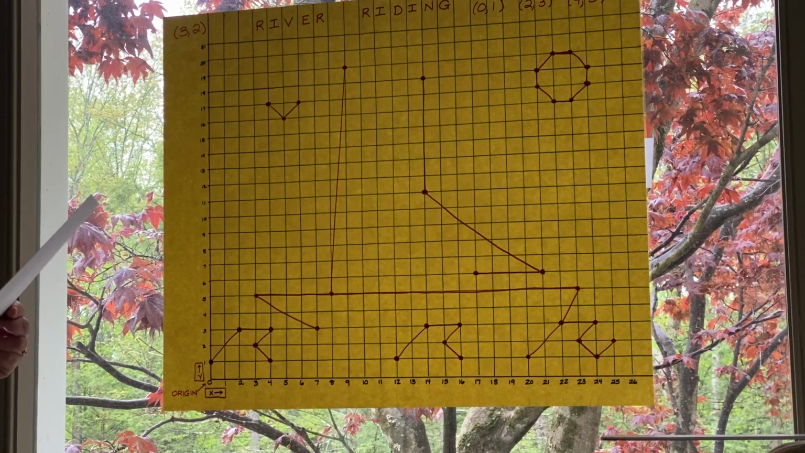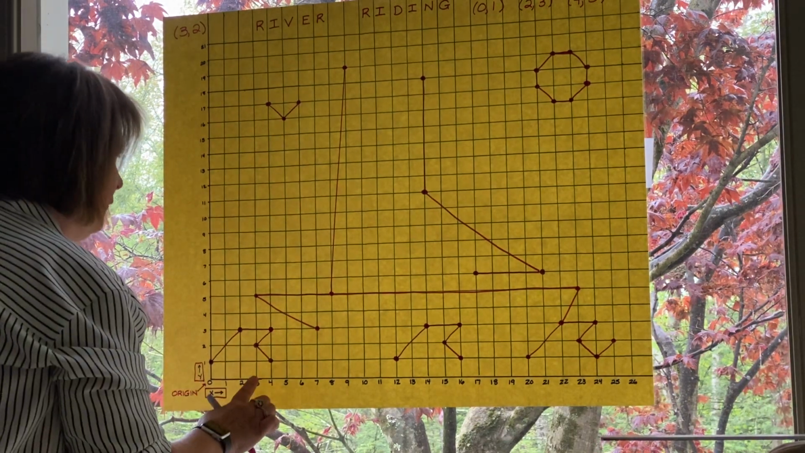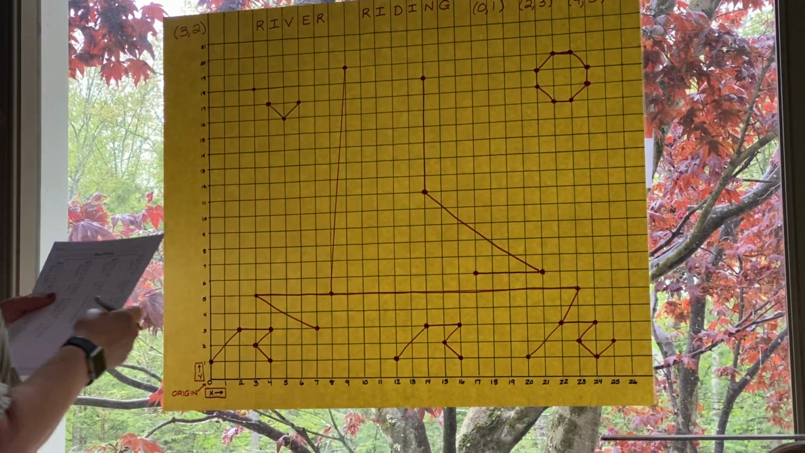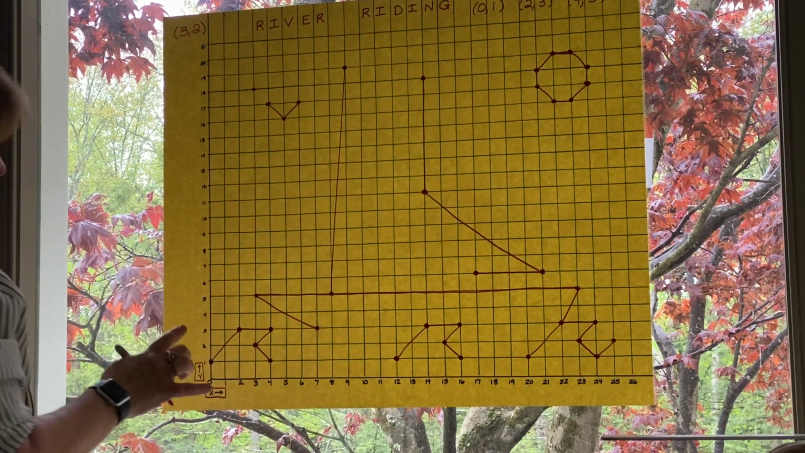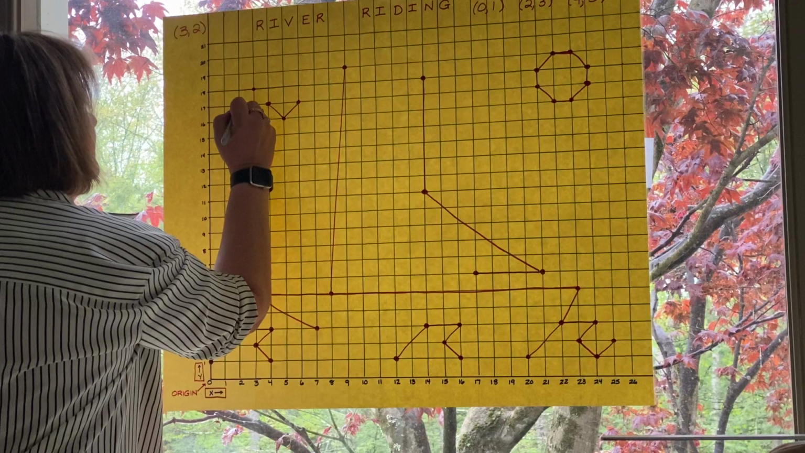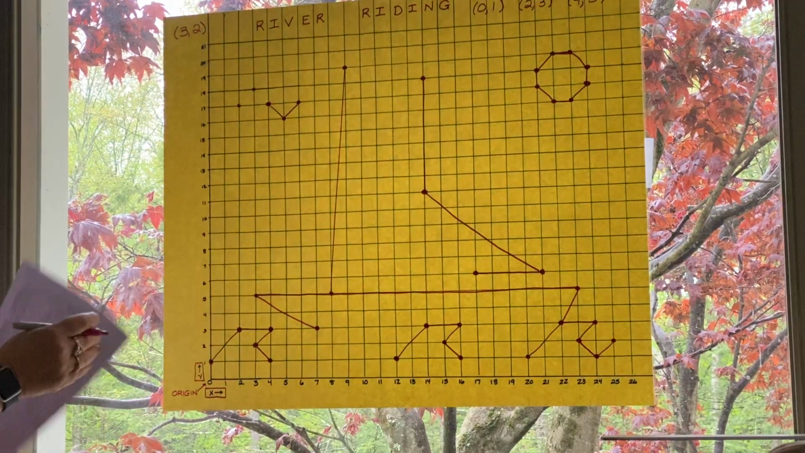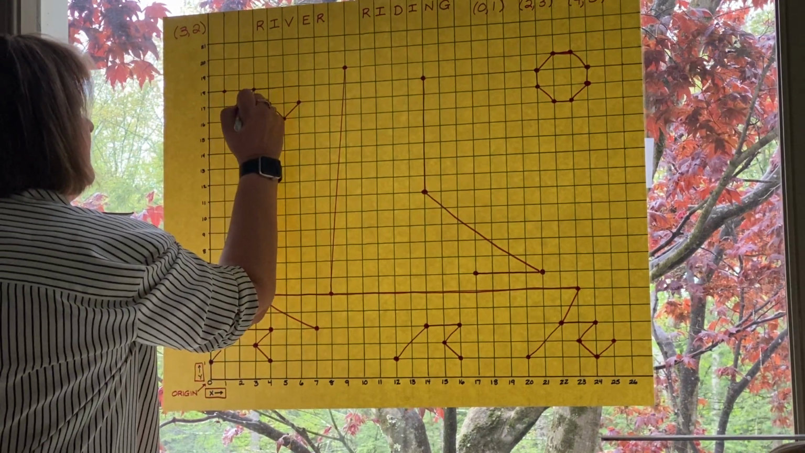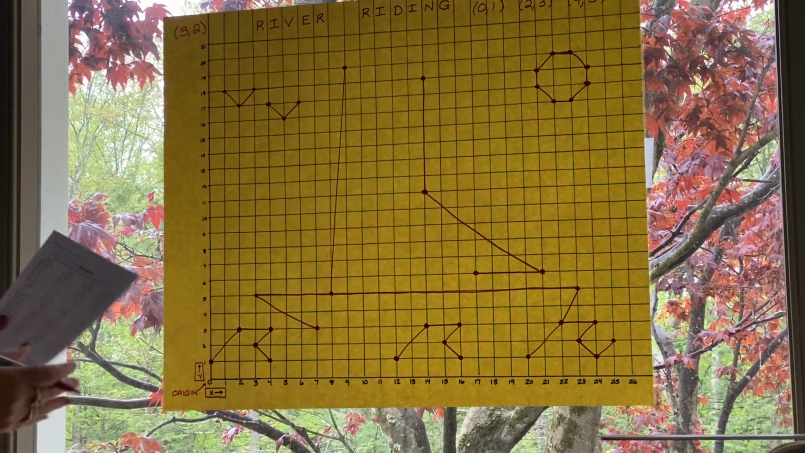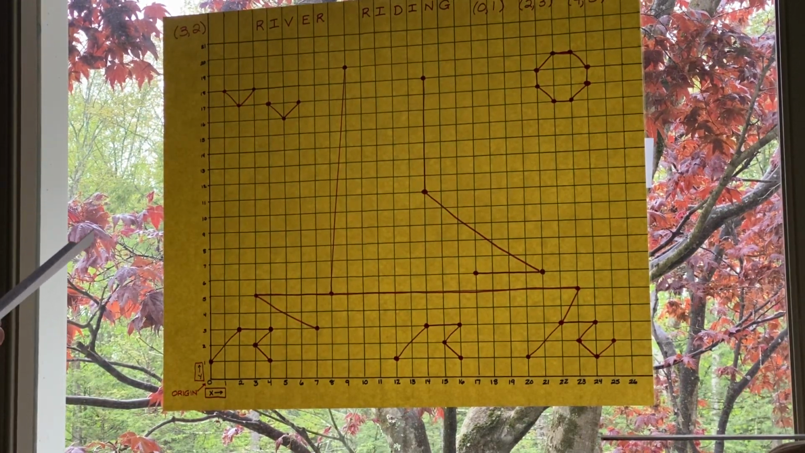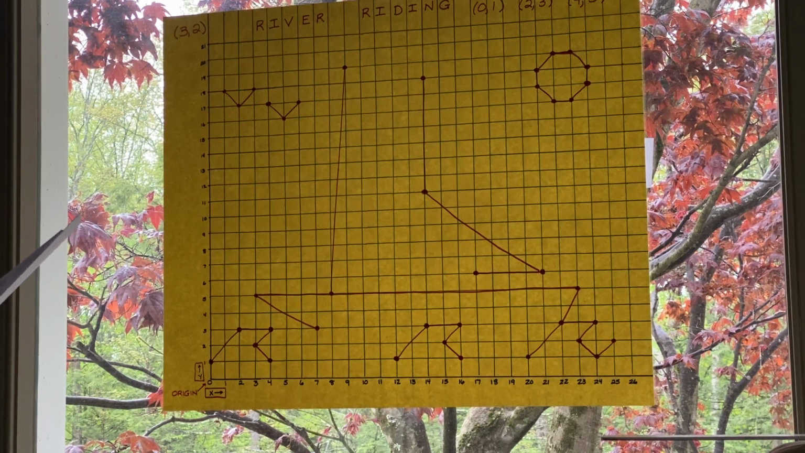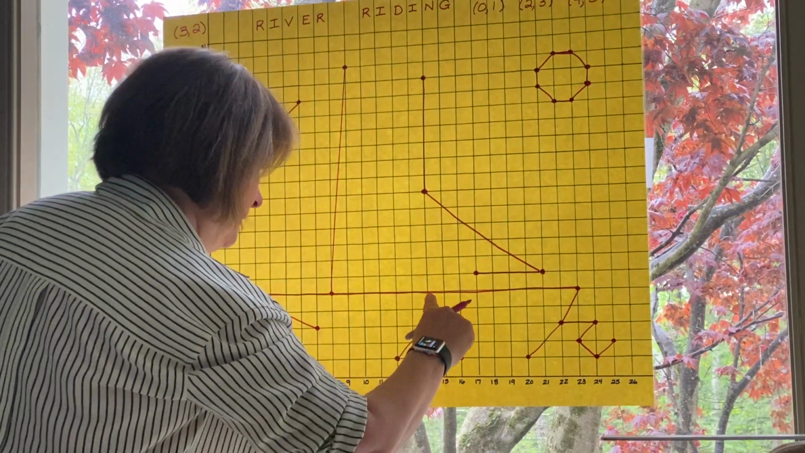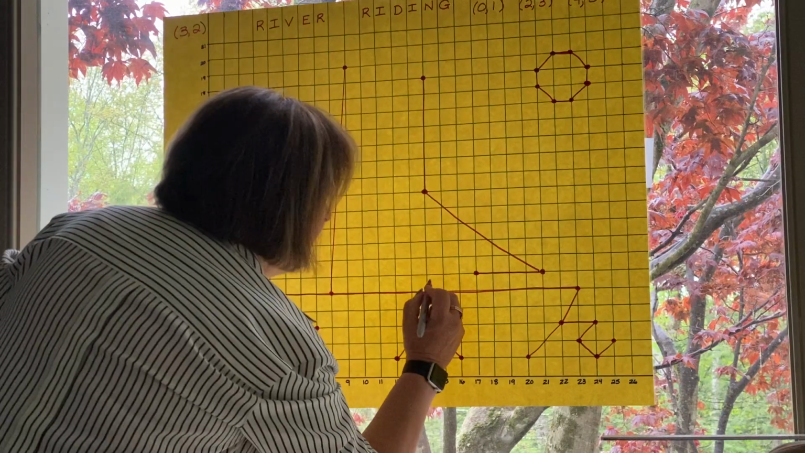Okay, next it says 3 and 18. So we go over 3, up 18. And we draw a mark there. 2, 17, so right below it. And 1, 18. So 1 and 18. And these are going to be connected. Okay, then we do 14 and 5. So over 14, up 5. 14 and 5 is right here.